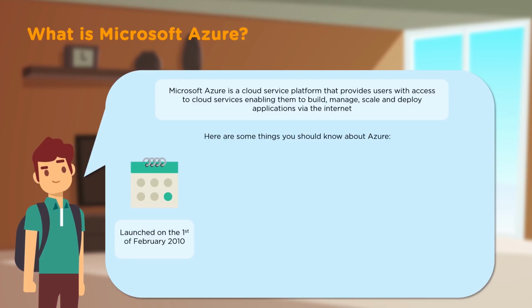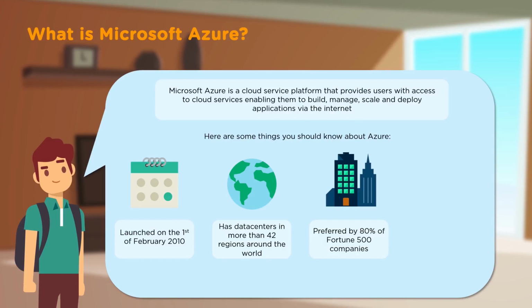Firstly, it was launched on the 1st of February 2010. It has data centers in more than 42 regions across the world. They also say that 12 more data centers are in the making, which helps them say they're the only cloud service provider that covers these many regions. Next, Azure is preferred by 80% of the Fortune 500 companies, which means that the best of the best in the market only choose to work with Azure. And finally, Azure is the second largest cloud service provider in the market right now.